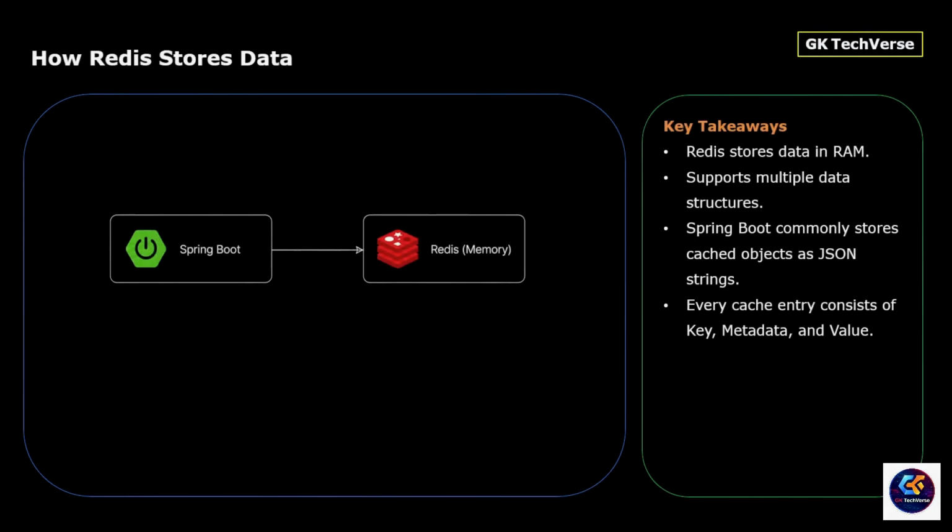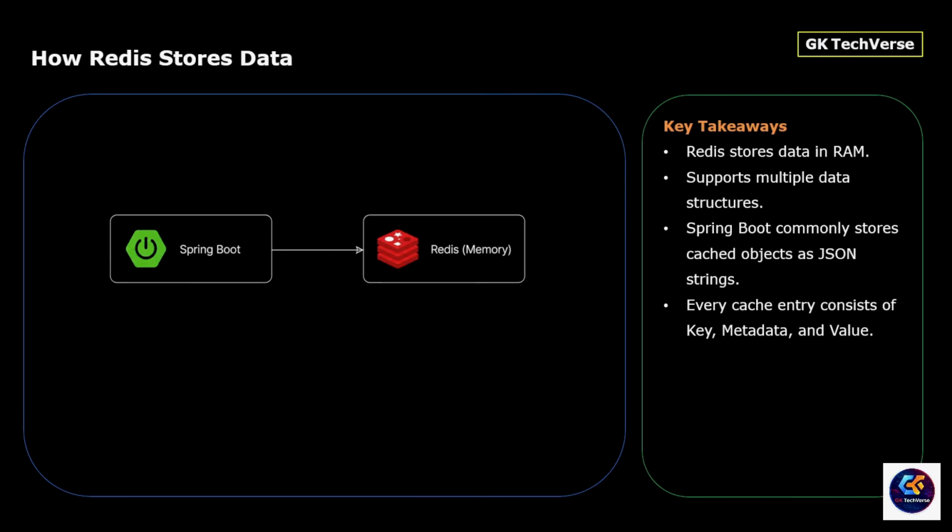Before we understand why Redis is fast, we first need to understand how it stores data. Unlike traditional relational databases, Redis stores its data in memory, also known as RAM. Reading data from memory is much faster than reading it from a disk. That is the first reason Redis is so fast.